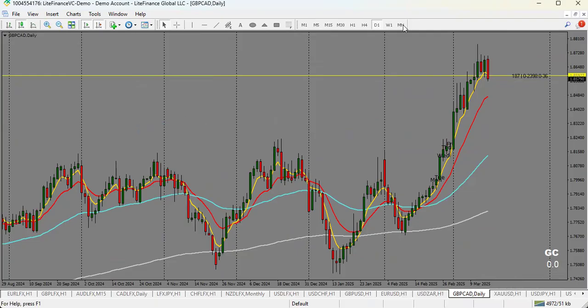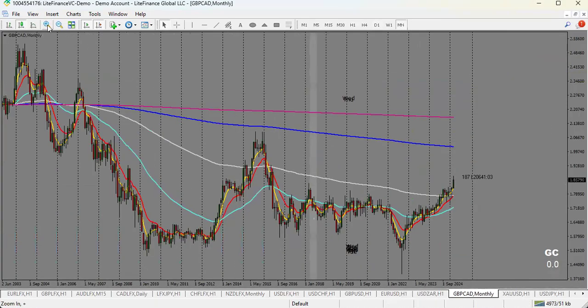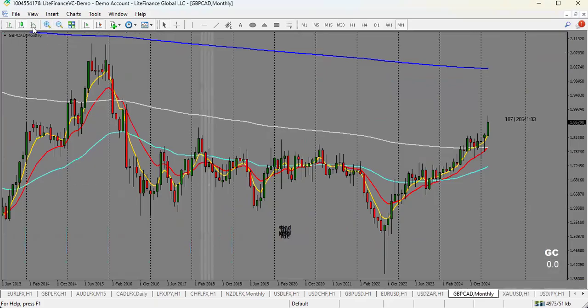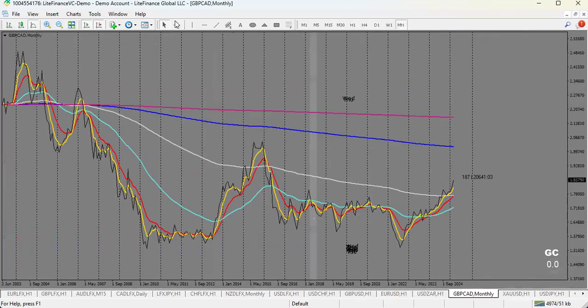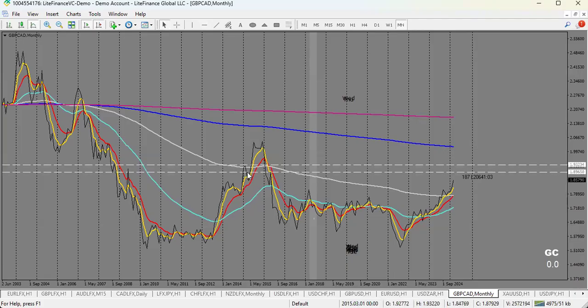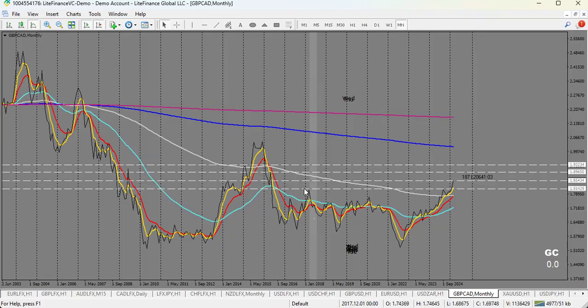So let us do analysis from the monthly time frame to see if the bearish would hold. So the current market price is here. We are looking at areas of support and resistance that are close to the current market prices. So we have those resistance levels there, and we have an area of support just there.